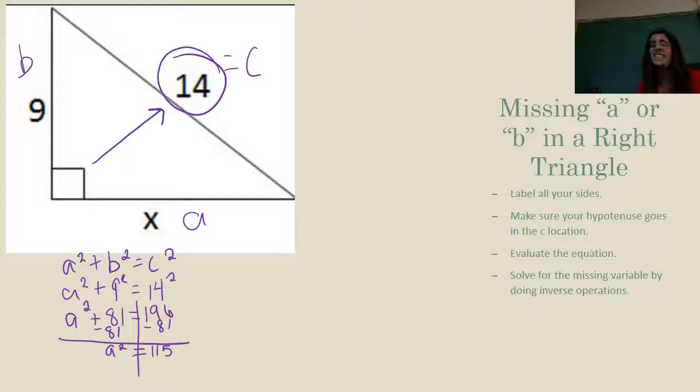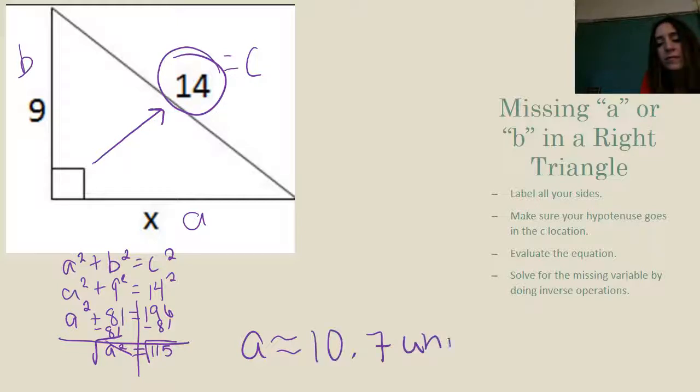And the last thing I need to do is think, well, what's the inverse of a square, or the opposite of a square? I know the opposite of a square is a square root. So I'm going to find the square root of both sides, leaving me with A is about 10.7 units. All right, come and see me if you need any help with this.